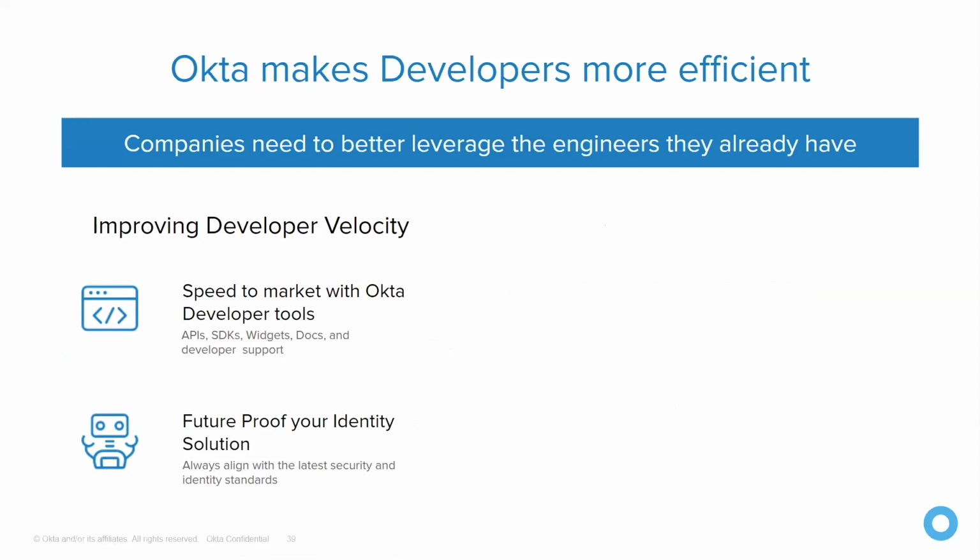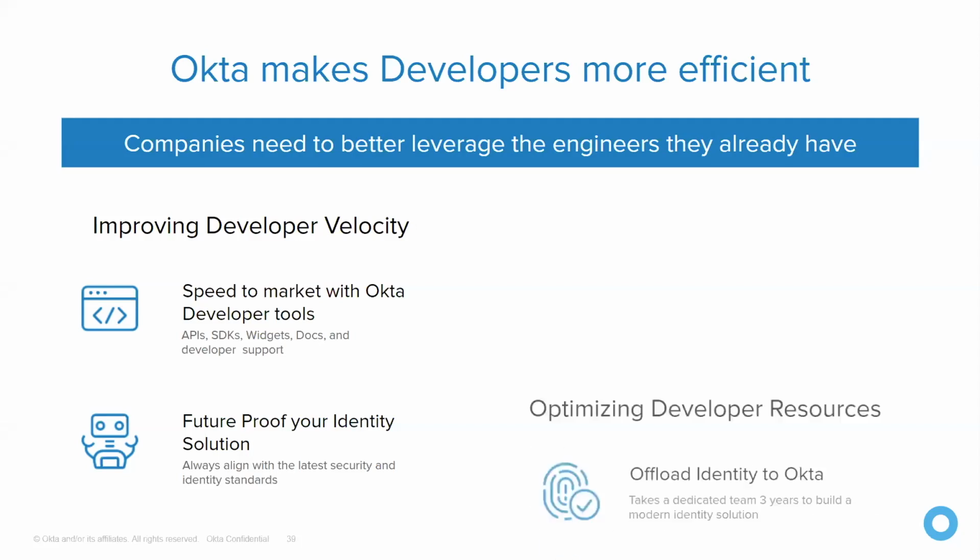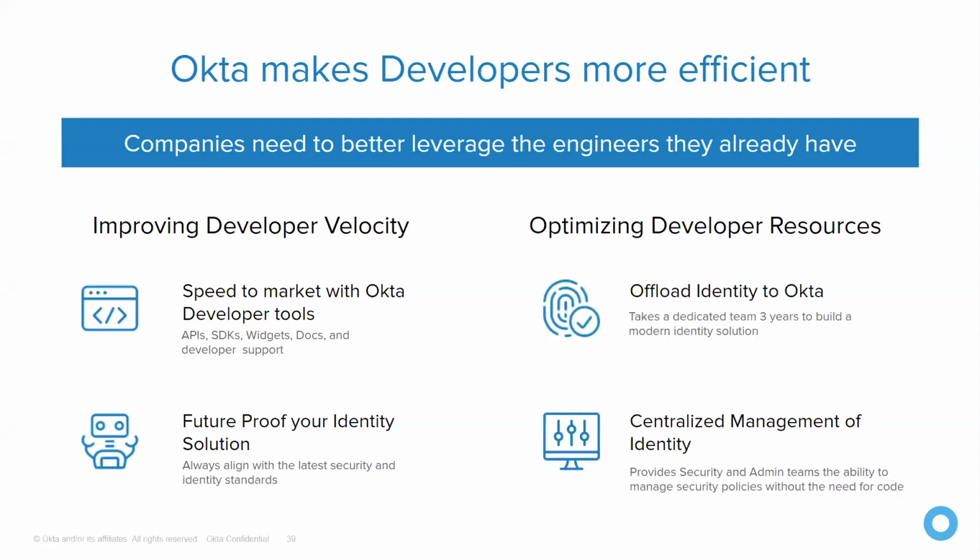so that you can take your applications to market faster. So we provide a big set of developer tools, and I'm going to share a bit more in the next slide, but we provide APIs, SDKs. You already heard about the out-of-the-box widget. And obviously, because we keep on building and innovating all the time, we future-proof your identity solution. Second, we help you optimize your developer resources, right? Because we offer identity as a microservice, you can offload identity to Okta so that you don't have to spend up to 3 years to build it yourself.